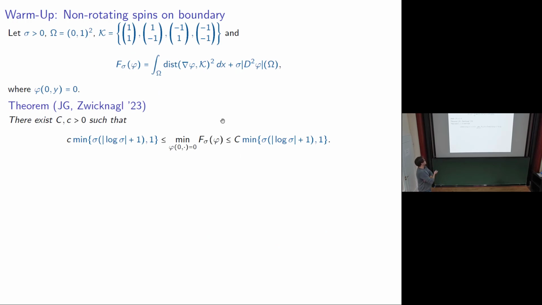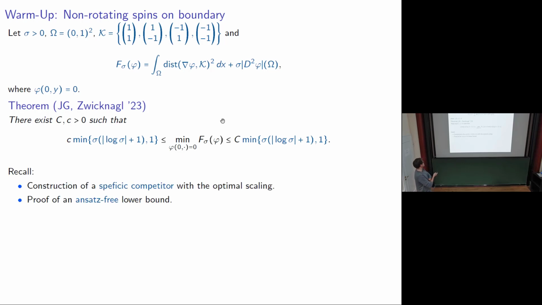So the minimal energy behaves exactly like sigma log sigma, or 1, depending on which one of the two is smaller. And of course the order 1 term here is in some sense the boring one. It essentially corresponds to competitors, or to phi's, which are just, for example, 0 all the time. So they achieve the boundary conditions in a boring way, and those should not correspond to any patterns forming.